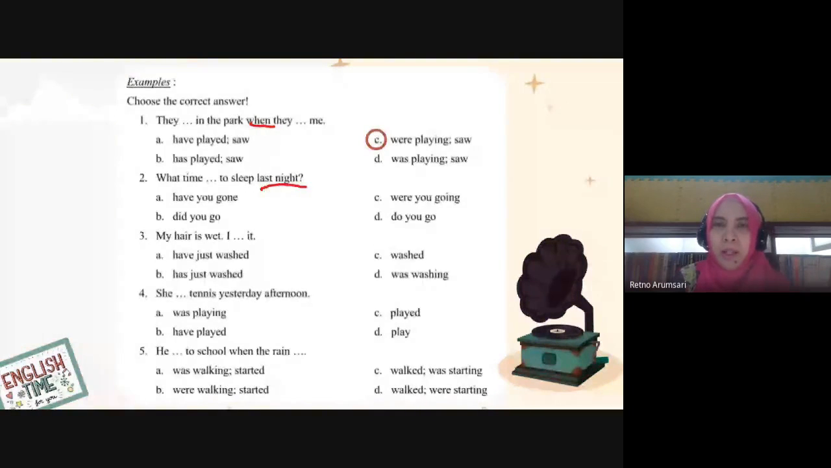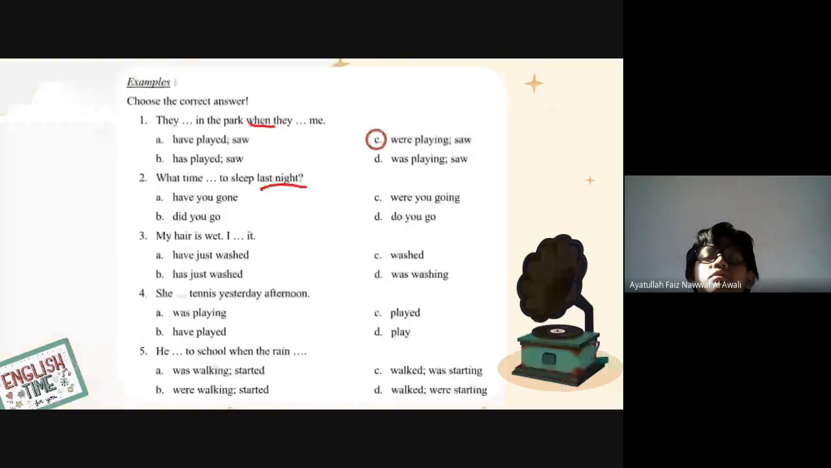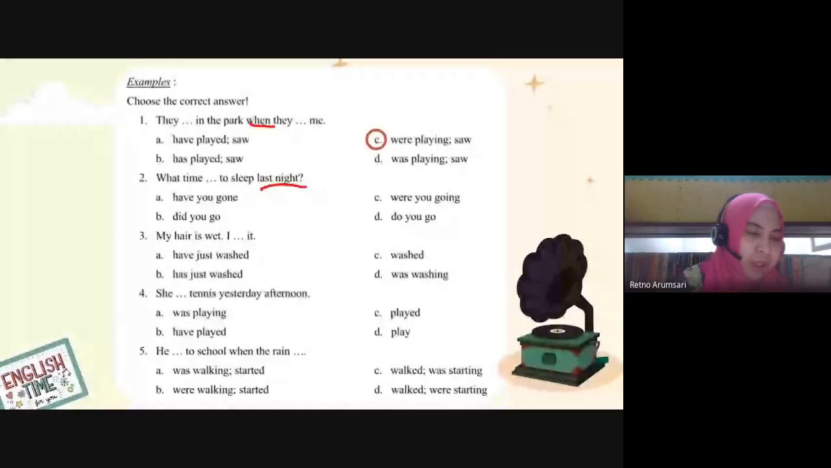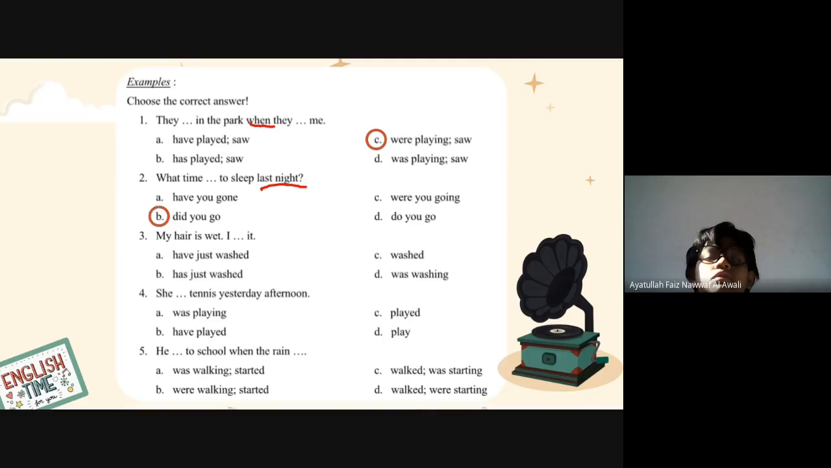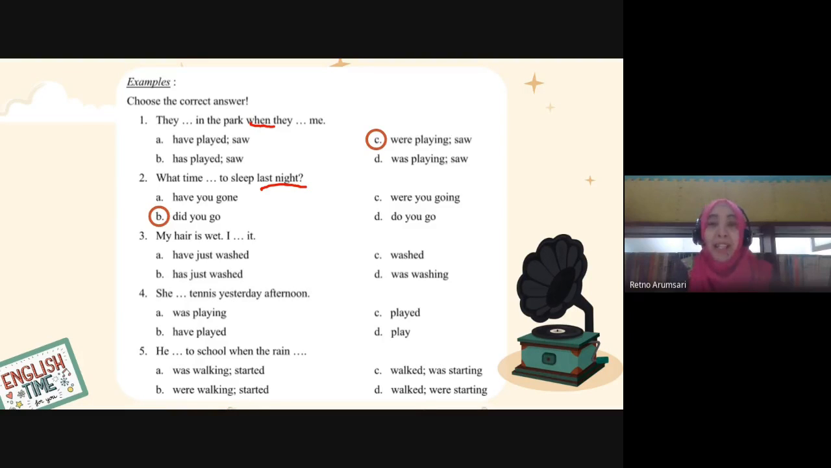So, what tense do you use there? Past simple. Which one is the past simple? Did you go? Yes, that's the past simple. Okay, good. Thank you, Zifa.